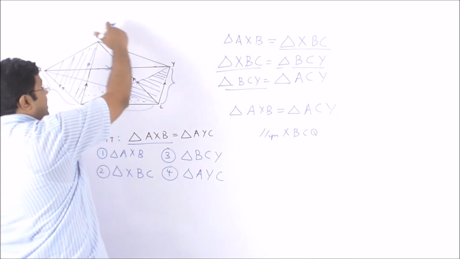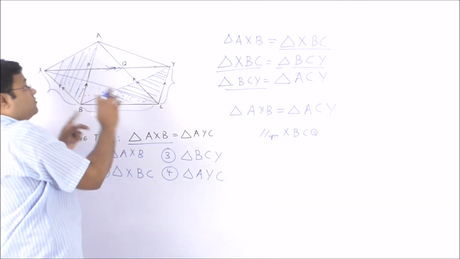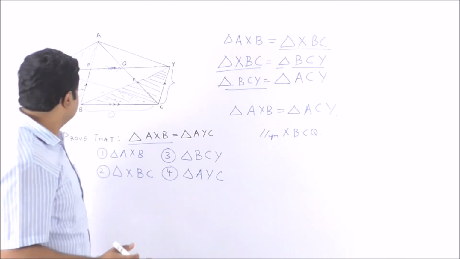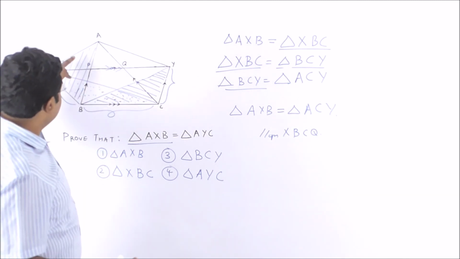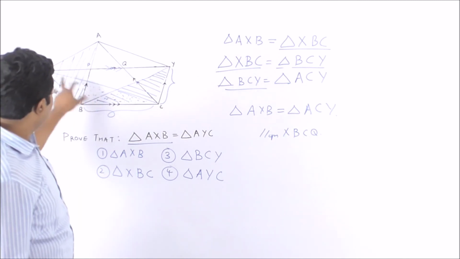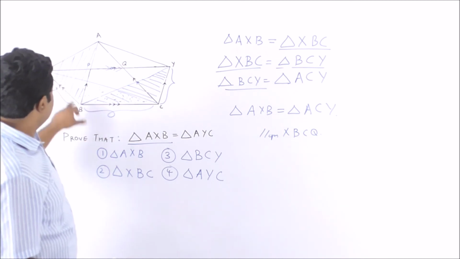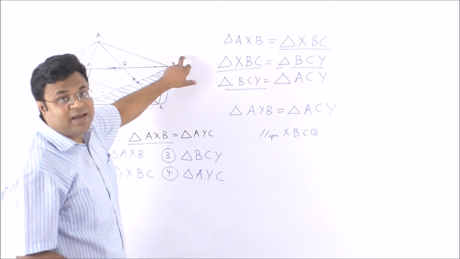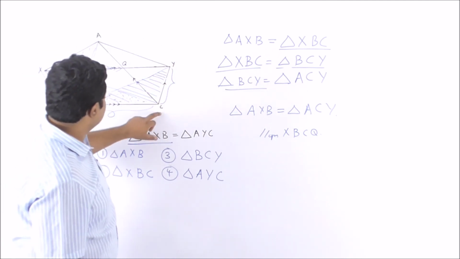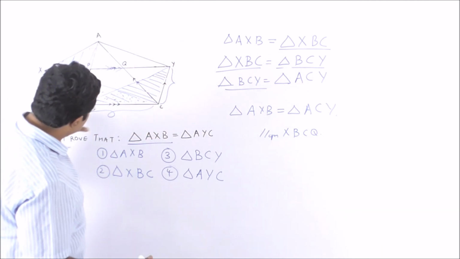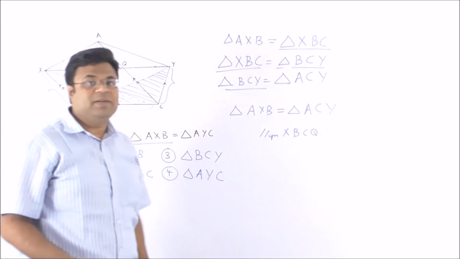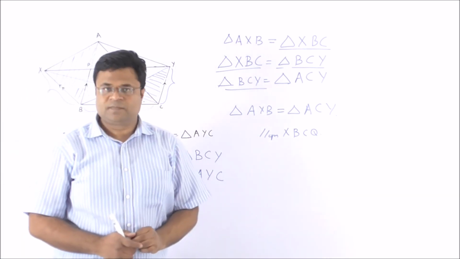Now this triangle AYC is half of the second parallelogram PBCY. So we can connect this triangle half of this parallelogram XQCB. XQCB equal to PBCY and AYC half of PBCY. Therefore, these two are equal. That's the second method of doing this question. Okay.